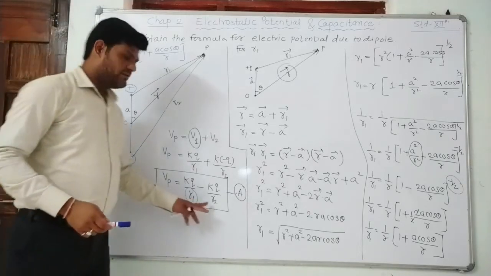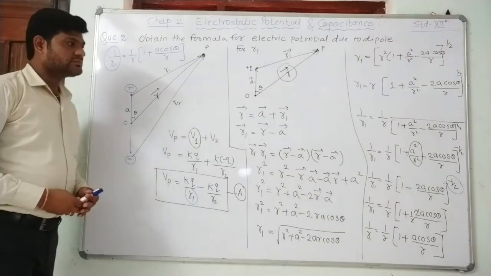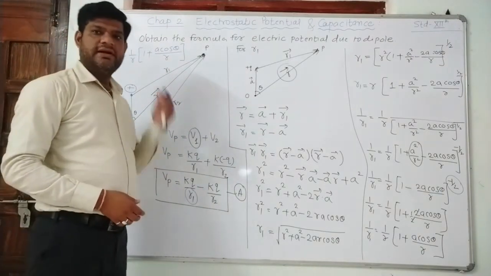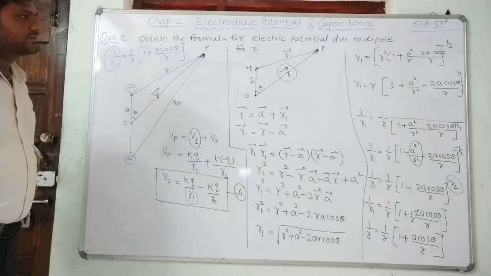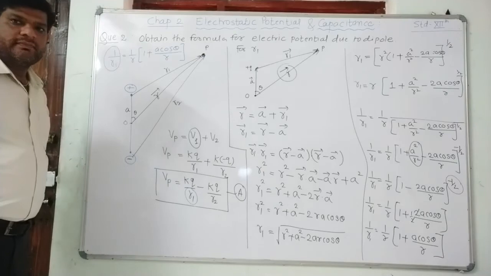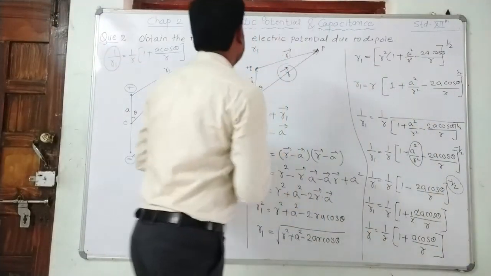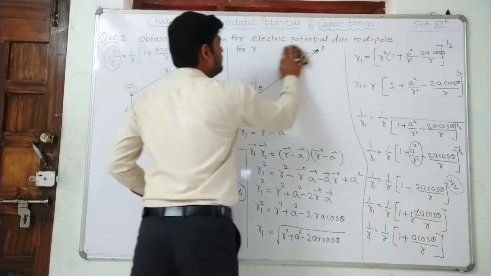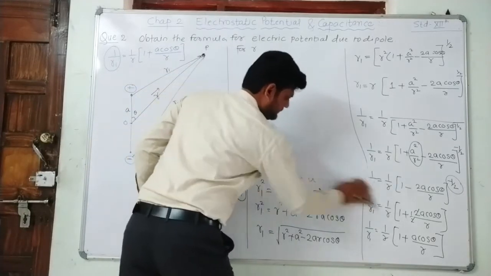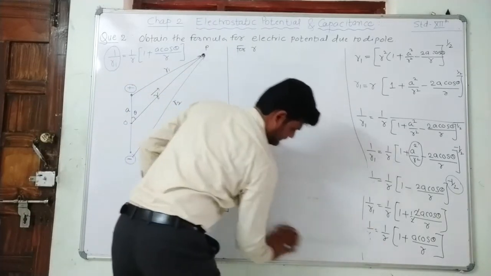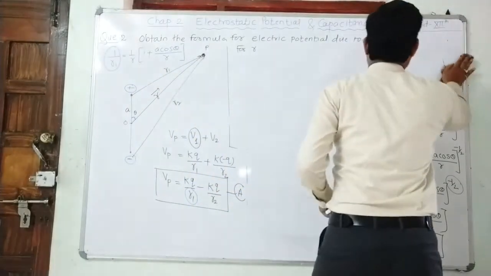Now for the 1 by r2. So you just take the note. I am going to erase this, right? Take the note. Okay. For r2, we will draw the new diagram, and we will repeat the same procedure.